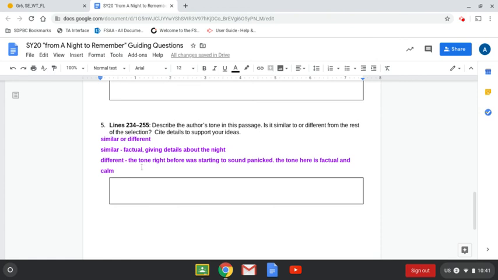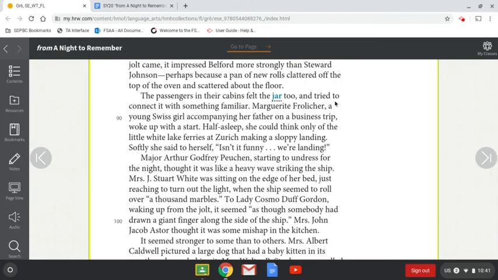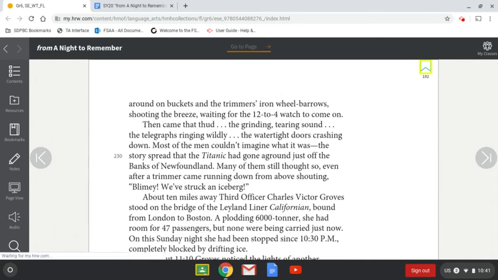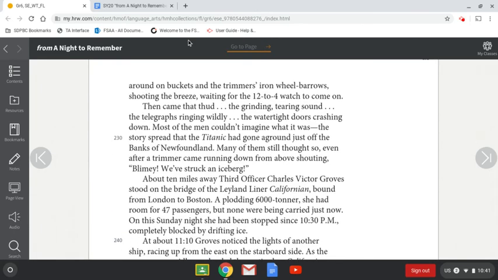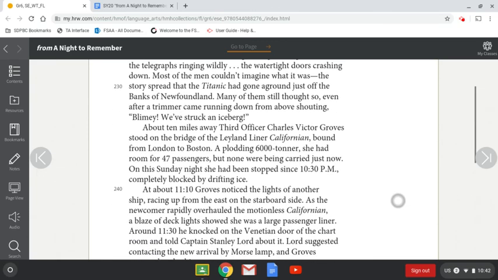And this last one is kind of your opinion. All right, it wants to know if the author's tone in the passage is similar or different from the rest of the selection. So this one has to do with the last page of the text. I'm going to go to page 192. All right, so here they're telling us, then came that thud, the grinding, tearing sound, the telegraphs ringing wildly, and the watertight doors crashing down. Most of the men couldn't imagine what it was. All right, so they're kind of a little bit panicked here. And the blimey, we've struck an iceberg.